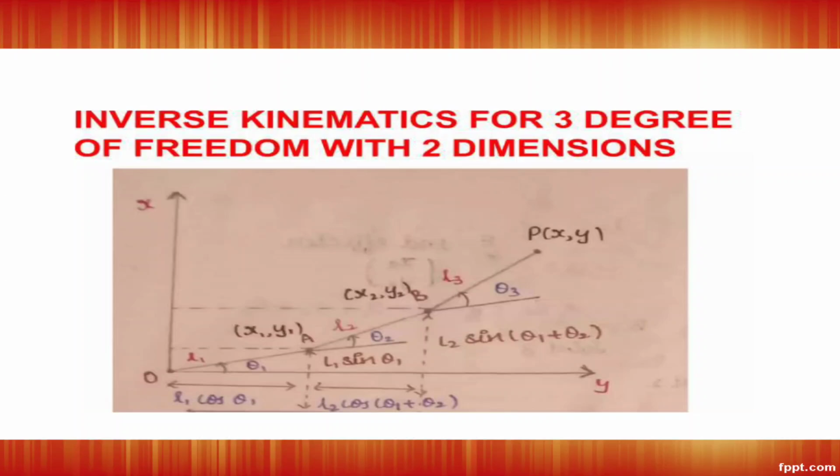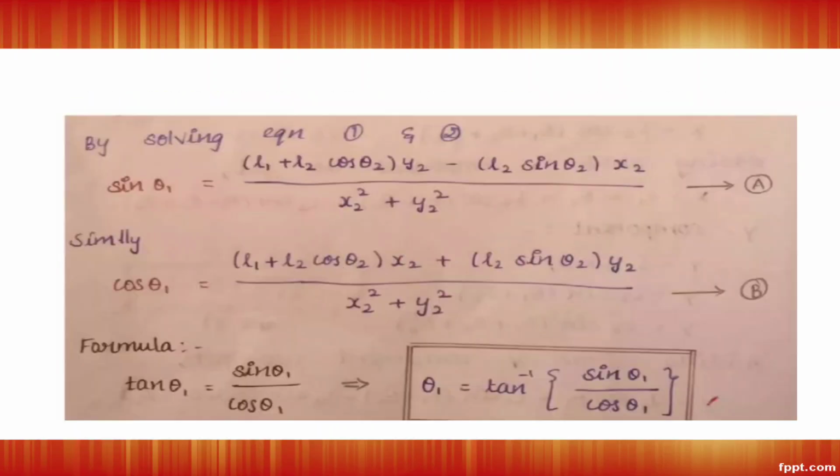For inverse kinematics, you have to find the values for theta 1 and theta 2 from the Cartesian parameters x and y. From the inverse kinematics of the 2D manipulator, we know that theta 2 equals cos inverse of x square plus y square minus L1 square minus L2 square, the whole divided by 2 L1 L2. This we already derived for 2 degrees of freedom. This is also the theta 2 value for the 3 degrees of freedom manipulator.